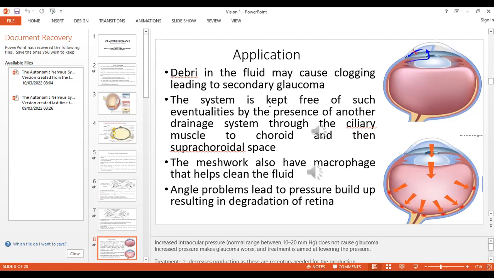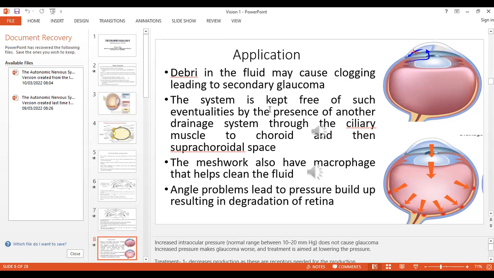The meshwork also has the macrophages that help clean the fluid. If you don't know what a macrophage is, they are simply white blood cells. They are phagocytes, okay? Meaning they're able to digest any foreign particles that might cause the blockage or clogging, okay?